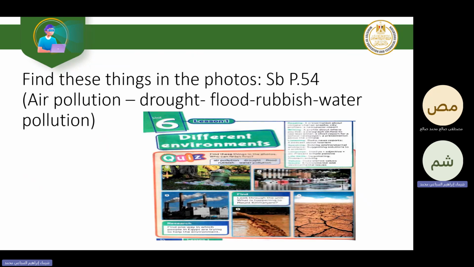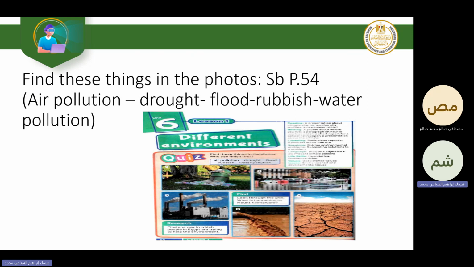Okay, now I want you to get your student books, page 54. We have here exercise 1. It's a quiz. We have some words above here in the box. We have air pollution, drought, flood, rubbish, water pollution. We have these 5 words and we are going to look at the pictures. We have 5 pictures here. We are going to match each picture with the word.